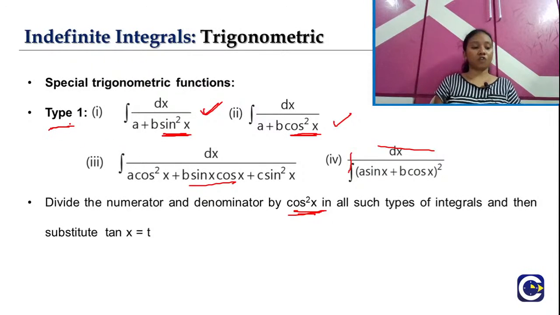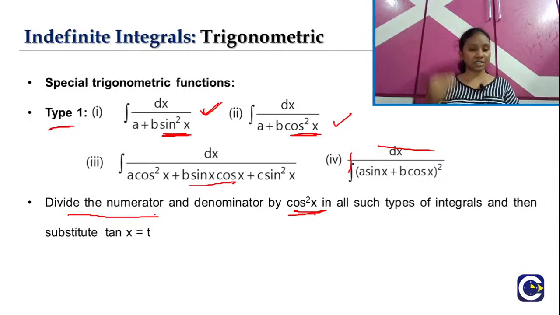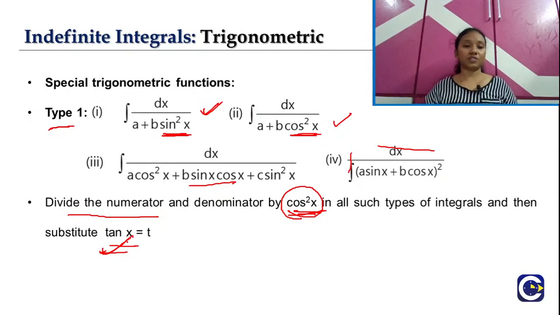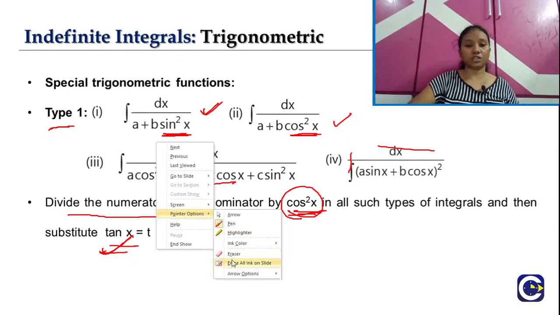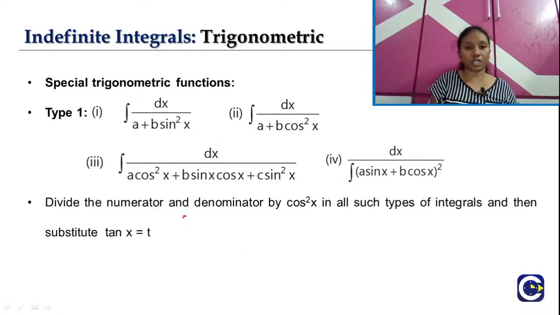For any of these type 1 special trigonometric functions, our solution is to divide the complete expression, that means both the numerator as well as the denominator, by the function cos square x. Then our entire integral will turn out in terms of the tan function, and in terms of tan x we are going to substitute t. So let's see how it turns out for our first case.